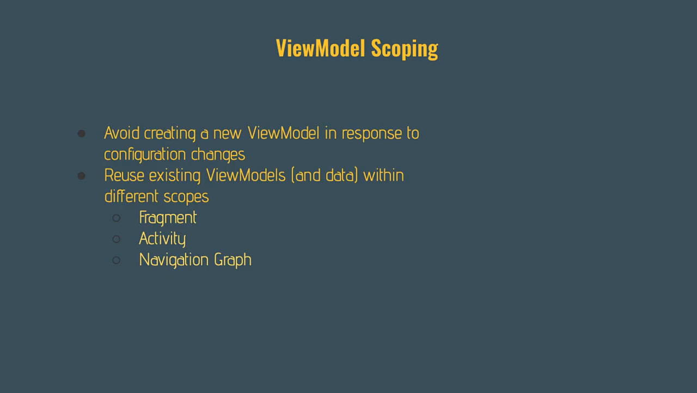So we want to reuse our existing view models, and we can reuse those within a couple different scopes. And when I say scope, essentially that defines how long the view model will stay active. So for example, you could define a view model scope that says, for as long as this fragment is on the screen, this view model will be active. Or you could say, for as long as this activity is alive, we're going to reuse the same view model. So anytime someone asks for a particular type of view model, we'll hand back the same one. And similarly, you could do the same for a navigation graph.